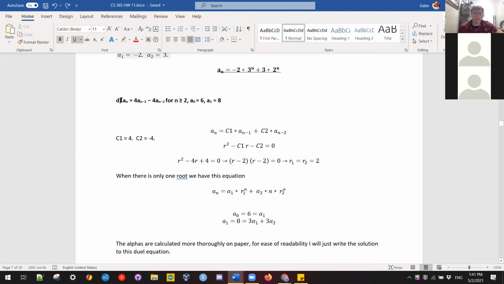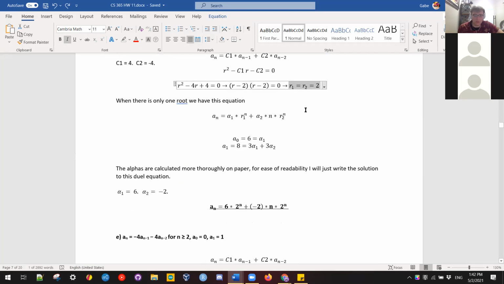That's about it. For part D, this one's kind of a weird case. So you have, once again, your C1, which is 4, and your C2, which is -4. And then you're doing the same stuff. But this time, your roots are the same. And you're like, whoa, that's weird, because we haven't had that before. And so when the roots are the same, you have a whole new equation. So before we would have alpha 1 times r1 to the n plus the same thing with r2, but now we have this plus this. And so it's a little weird. But in r2, you could technically just think of this as r0, I guess, if you want to call it that.